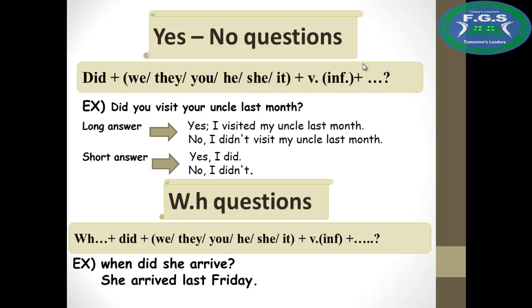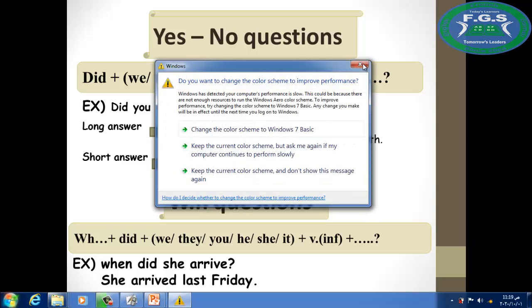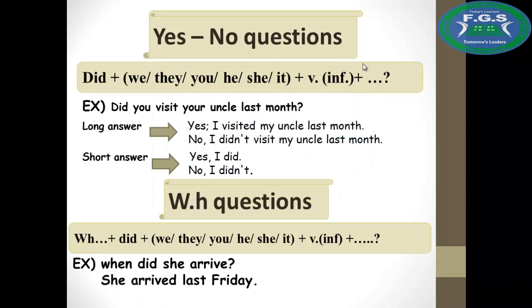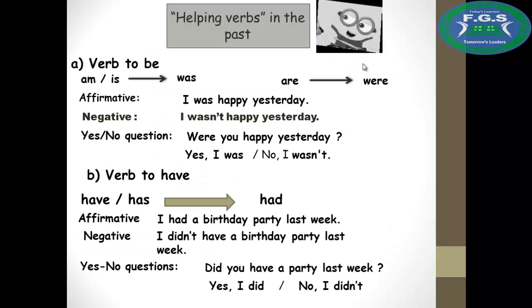For WH questions, we say WH plus did plus we, they, you, he, she, or it, plus the verb in infinitive. For example, when did she arrive? She arrived last Friday. That's okay? Okay.